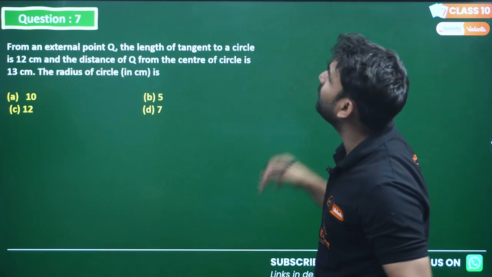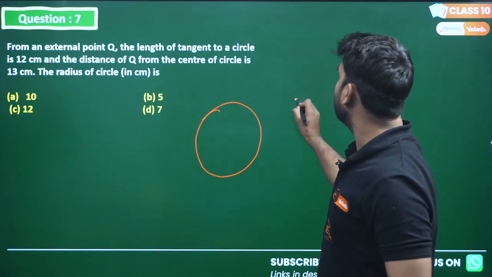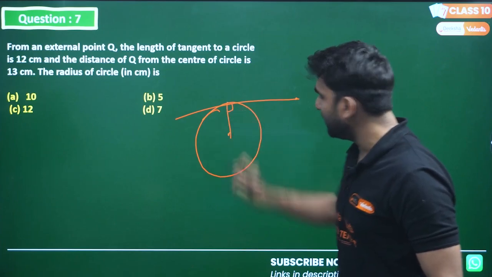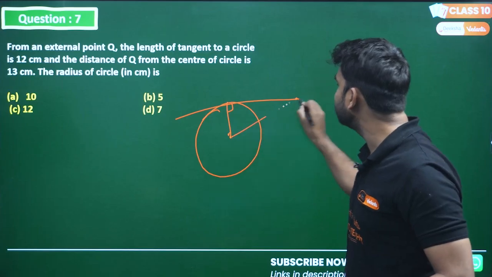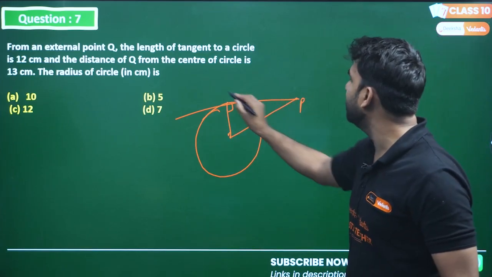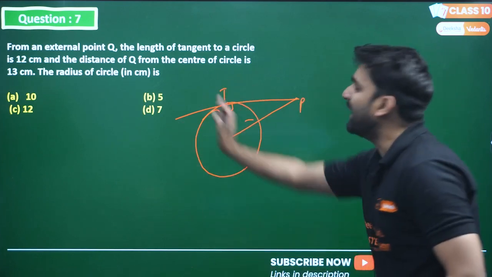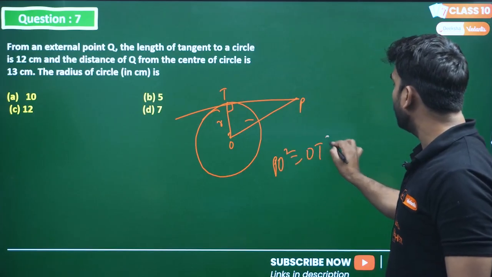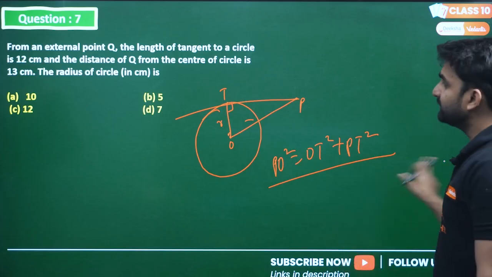From an external point Q, the length of tangent to any circle. Come on, you know, if we draw a tangent and if we draw the radius at the point of contact, this angle is always 90 degrees, and if we join this exterior point to the center, the triangle will be a right-angled triangle. So this is the tangent, let's say this is P, T, O, and this is the length of tangent. Apply the Pythagoras formula, you can get the result. It means PO square will be equal to OT square plus PT square, right? By using this formula, you can get the answer.